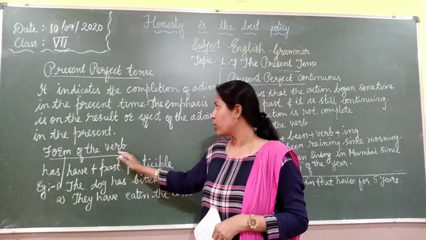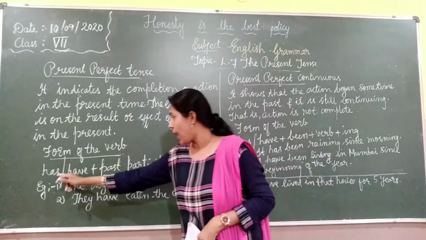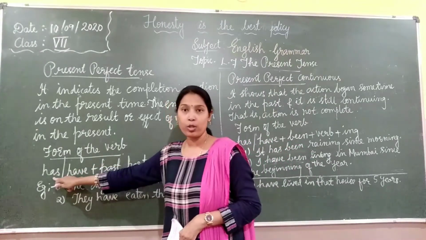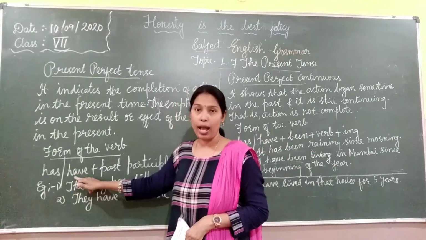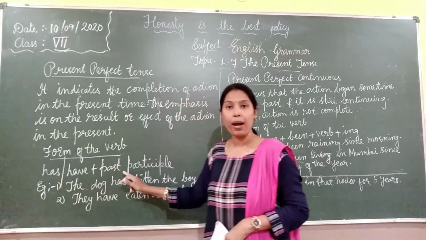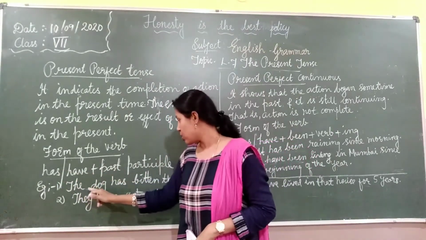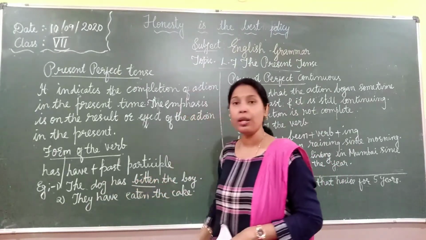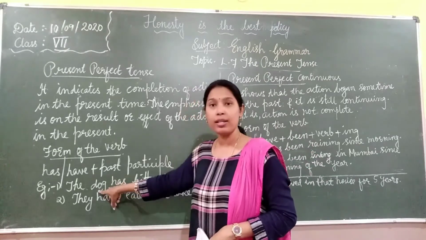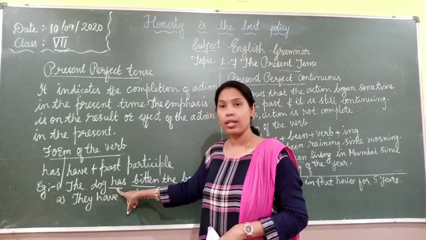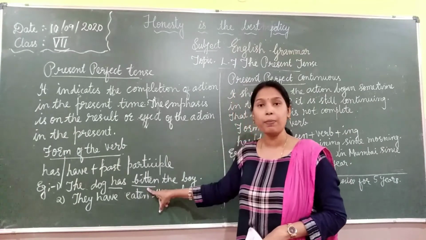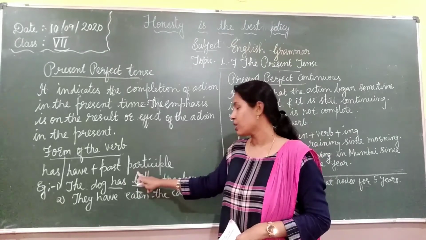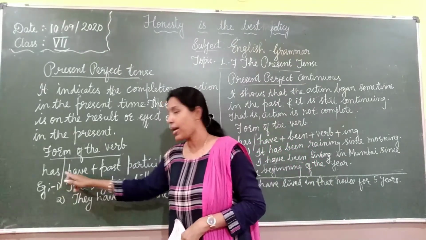The form of the verb used for present perfect tense is has or have plus past participle. If it is singular, you have to use has. If it is plural, have. See the example. The dog has bitten the boy. What is the verb here? This is in past participle. The dog is singular, so we are using the singular helping verb, and this is in past participle. Bite, bit, bitten. So you have to use the past participle along with has or have.